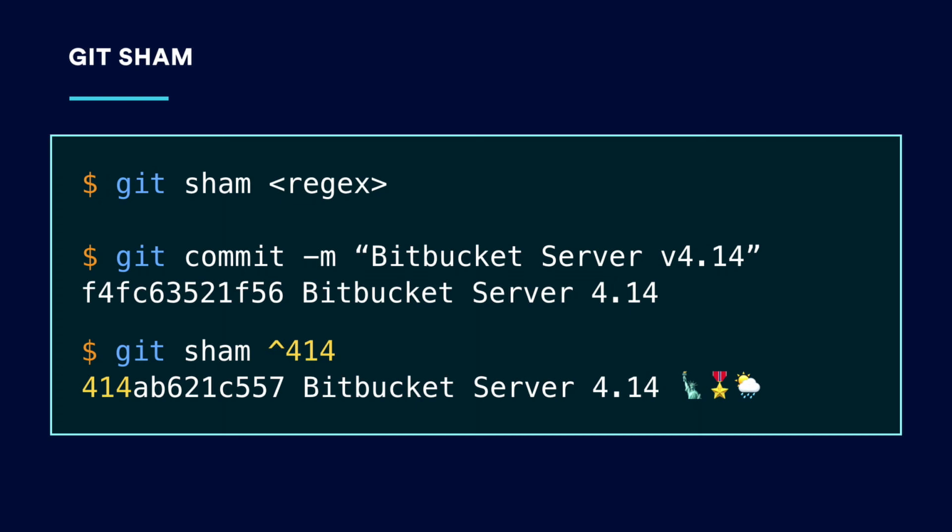I thought it would be kind of fun to celebrate release numbers by, if we release Bitbucket Server 4.14, then we can have 4.14 as the preceding SHA for the release tag. But the team weren't a huge fan of that idea.